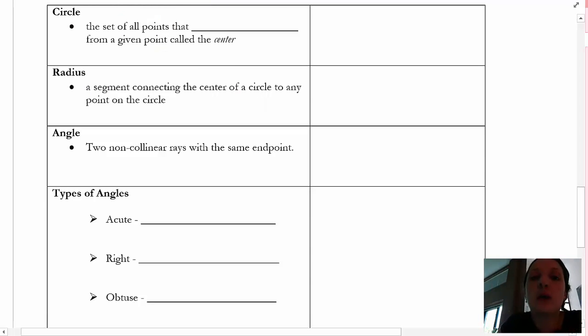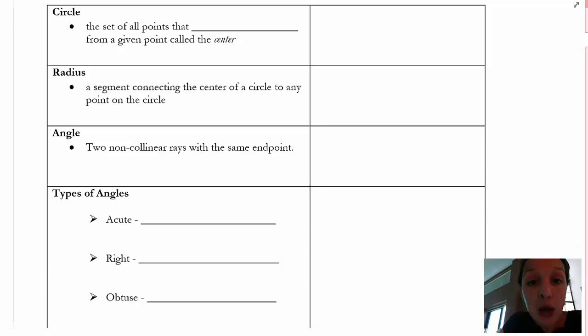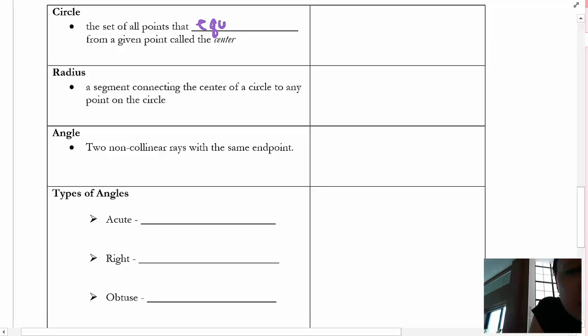What's a circle? I know what a circle is. It's a big round thing, right? Yep. Now, specifically, in geometry, a circle is a set of all points that are equidistant from a given point called the center. And they're not just equidistant, they are a given distance away.